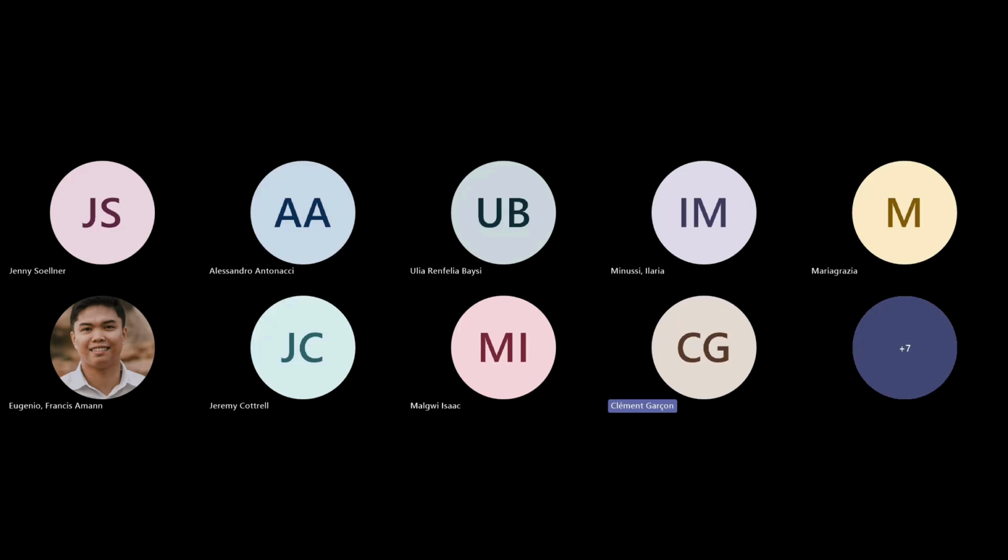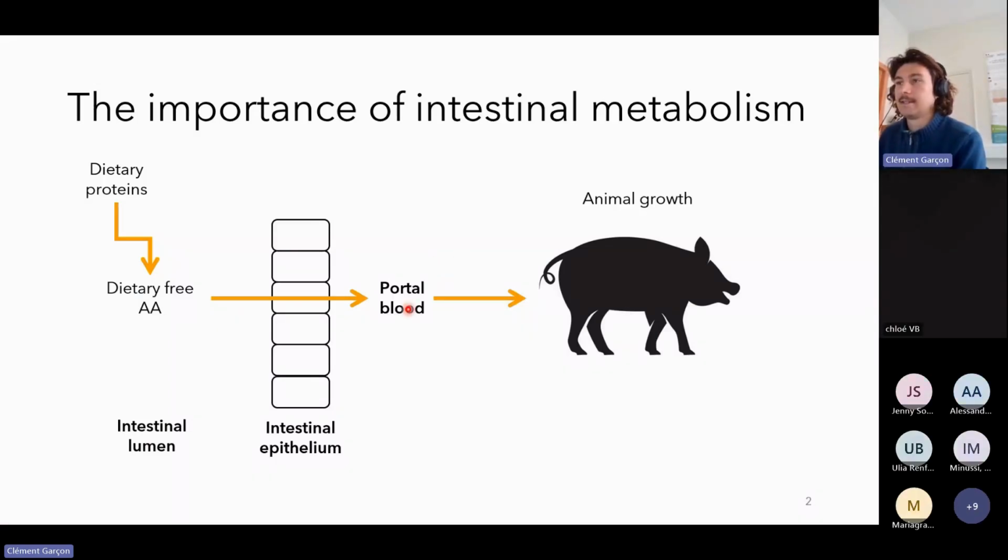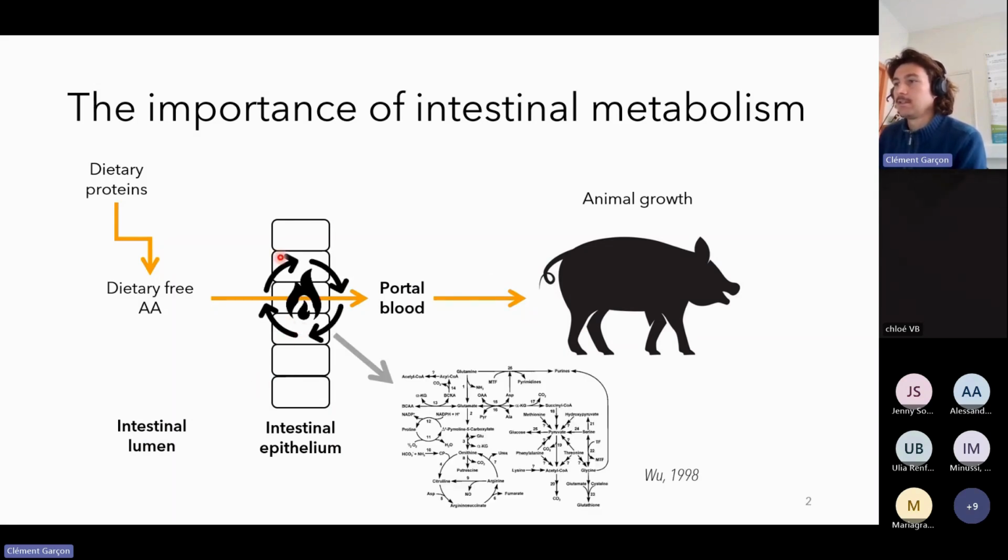reach the portal blood. And after that, they can be used by the animal for growth, health, and so on. But in between absorption and appearance in the blood, there is the step of the intestinal cells, and the metabolism here is very active. So I just placed here this little graph with all the metabolic pathways related to amino acids here in the small intestine. So the metabolism is very active.